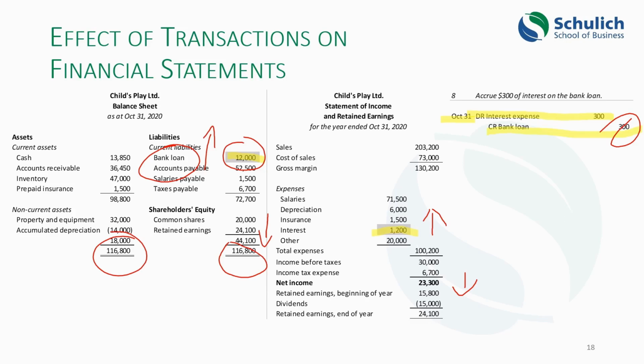So there's our accrual transaction at the end of the month, at the end of the fiscal year. And we have an increase in the bank loan, a decrease in the retained earnings because of the impact of the expense on the income statement. But this is an accrual transaction. There is no effect on the cash flow statement at all.